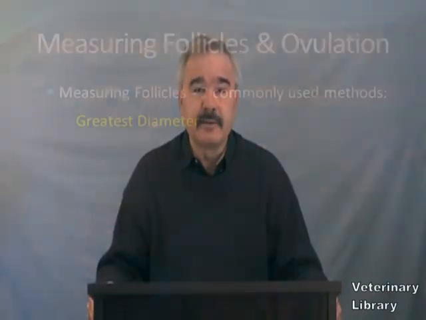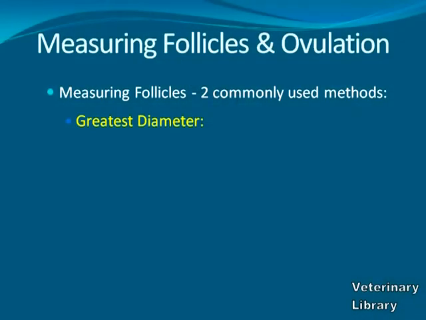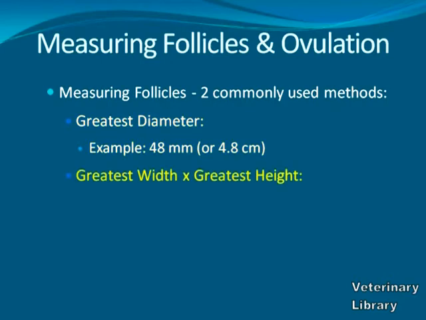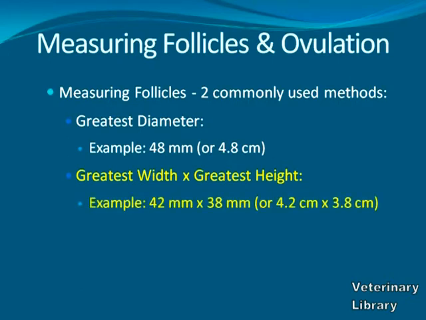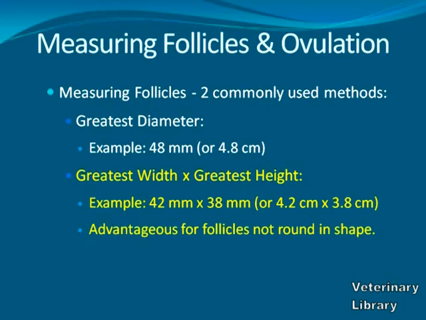There are 2 commonly used methods for measuring follicles. The first is the greatest diameter, for example 48 millimeters or 4.8 centimeters. The second method is by measuring the greatest width by the greatest height, for example 42 by 38 millimeters or 4.2 by 3.8 centimeters. Using the greatest width by the greatest height is advantageous for follicles that are not round in shape.